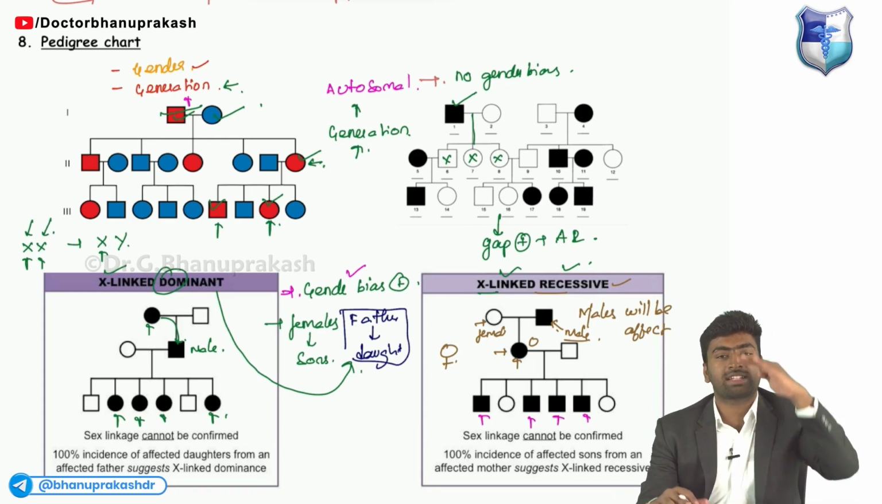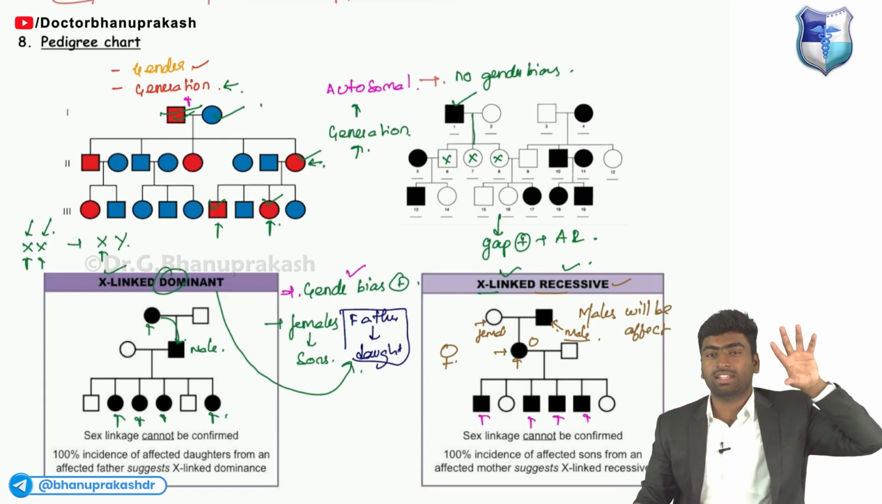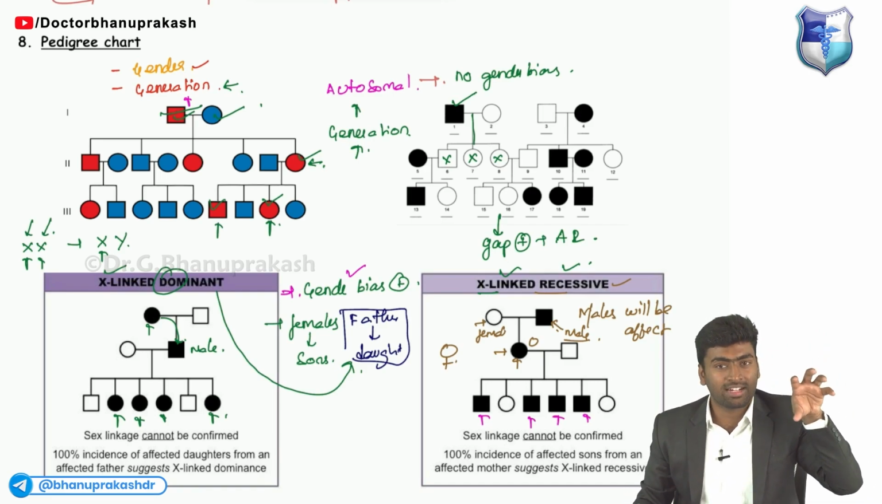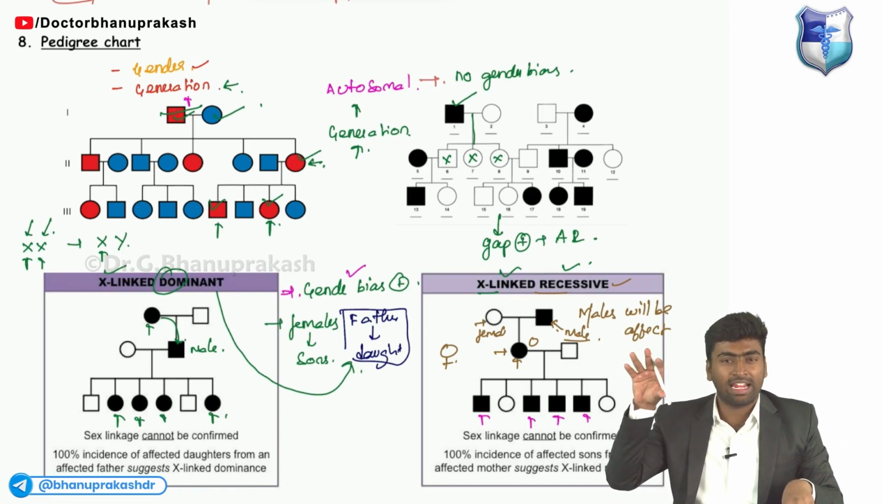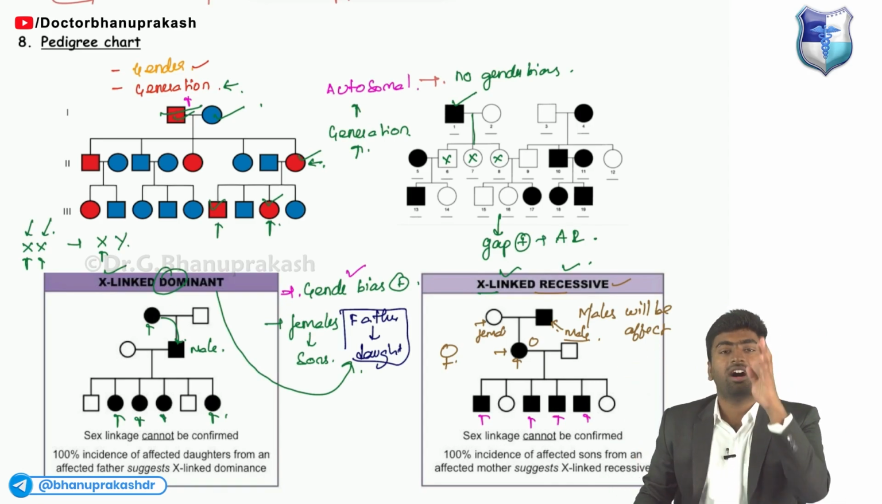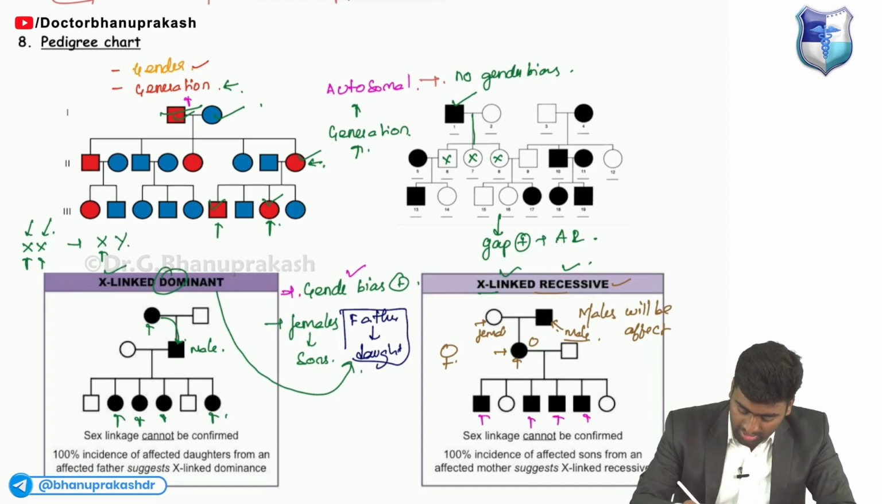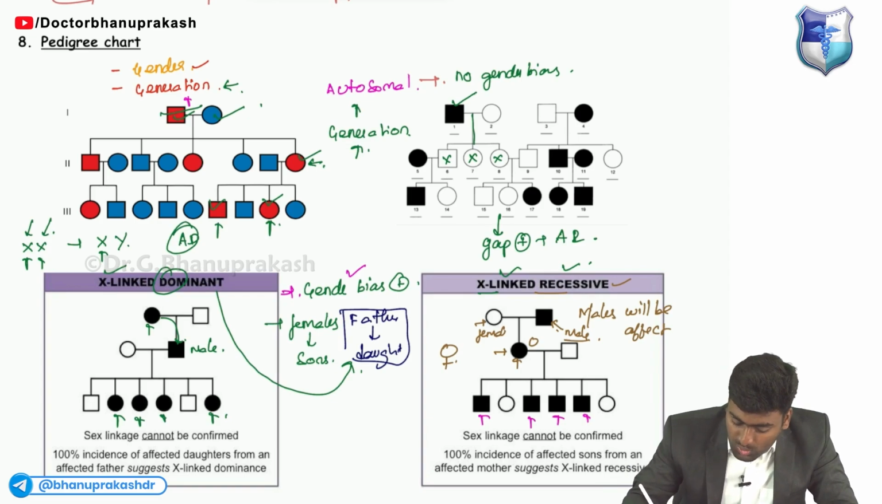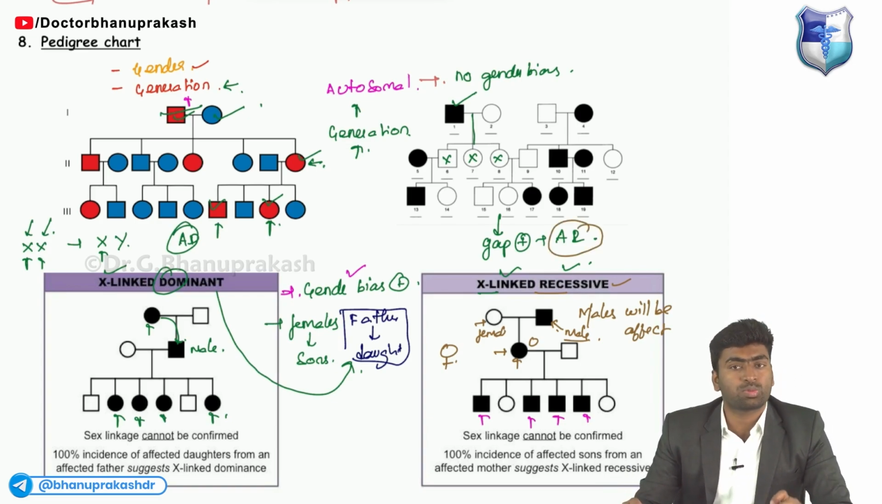So for X-linked, first you see the gender. If any male gender is affected, it is X-linked recessive. If the female gender is affected, it is X-linked dominant. If there is no gender bias but all the generations are involved, then it is autosomal dominant. And if there is skipping in generations, then it is autosomal recessive.